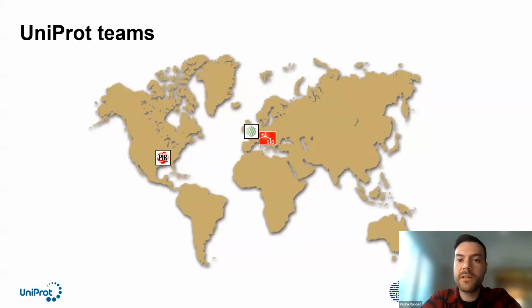The UniProt consortium is composed of 3 teams, and these are EMBL-EBI from the UK, the Protein Information Resource, or PIR, from Washington, DC in the US, and SIB, the Swiss Institute of Bioinformatics in Switzerland. And together we coordinate our effort to provide you with the many services that you can find on our website, as well as a vast knowledge in protein information.